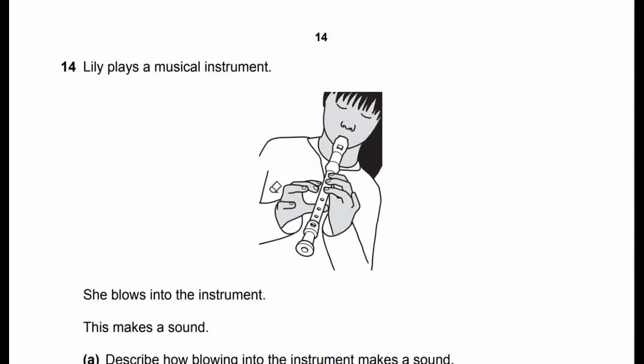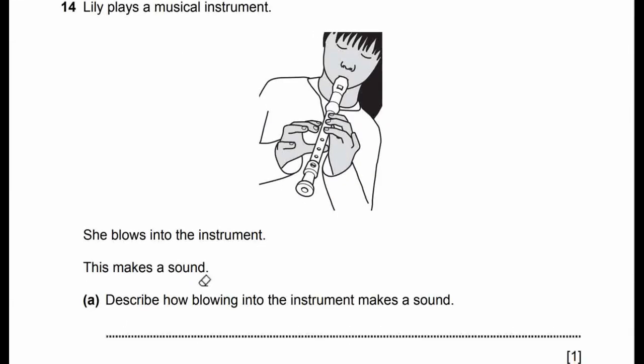Lily plays a musical instrument. She blows into the instrument. This makes sound. Describe how blowing into the instrument makes a sound. Well, while Lily blows into the instrument, the air vibrates. So our answer will be air vibrates when she blows.